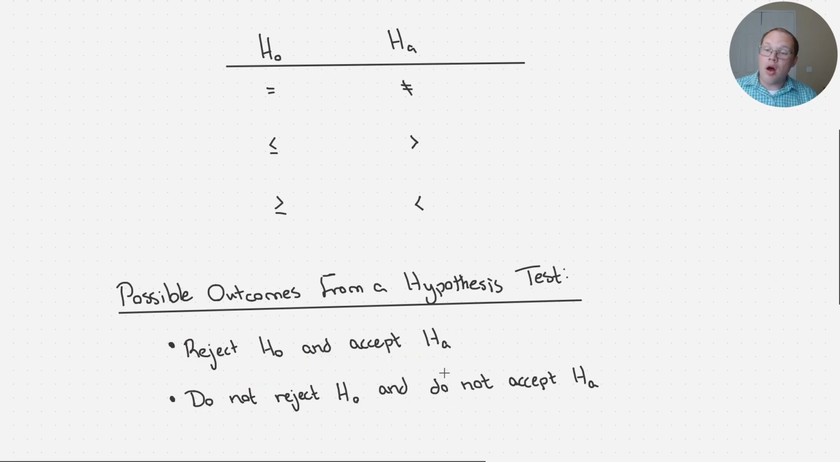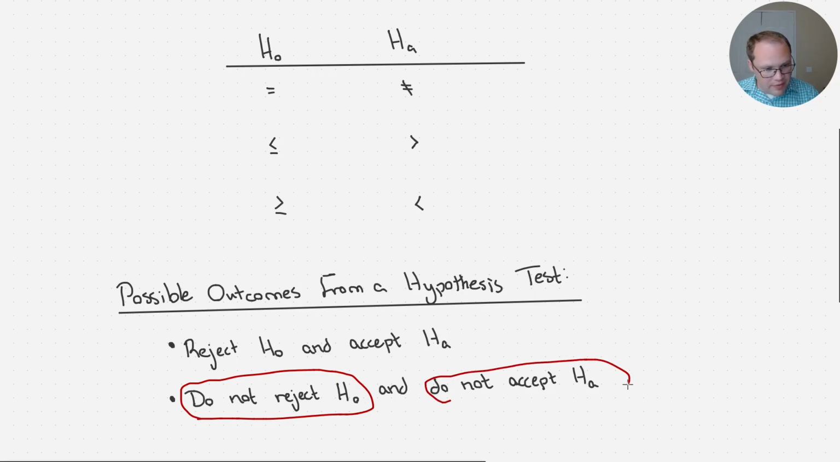Okay? Alternatively, maybe our evidence from our sample data isn't as strong as it might be. Maybe it might suggest the null hypothesis is wrong, but the evidence really isn't very clear. We do not have enough evidence to reject the null hypothesis, which means we do not have enough evidence to accept the alternative in its place.